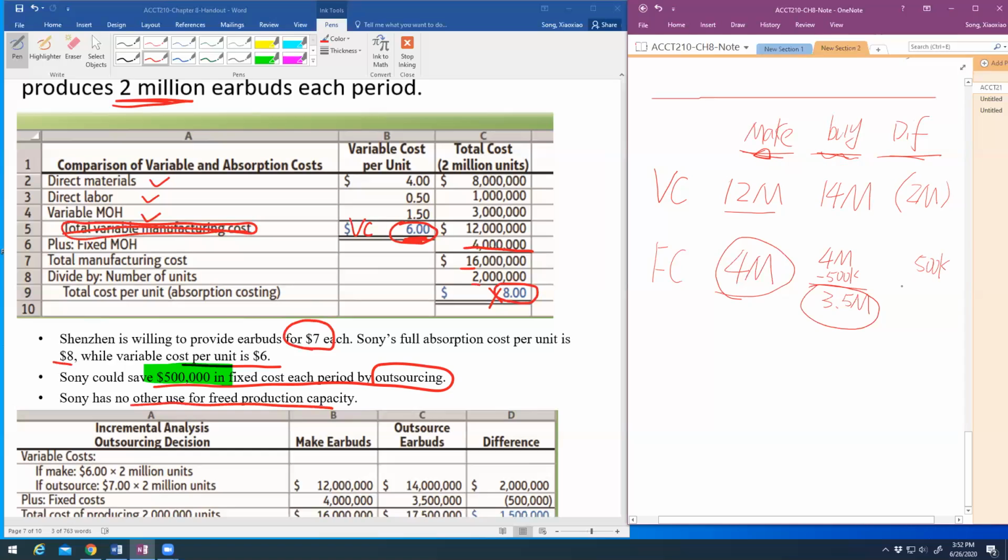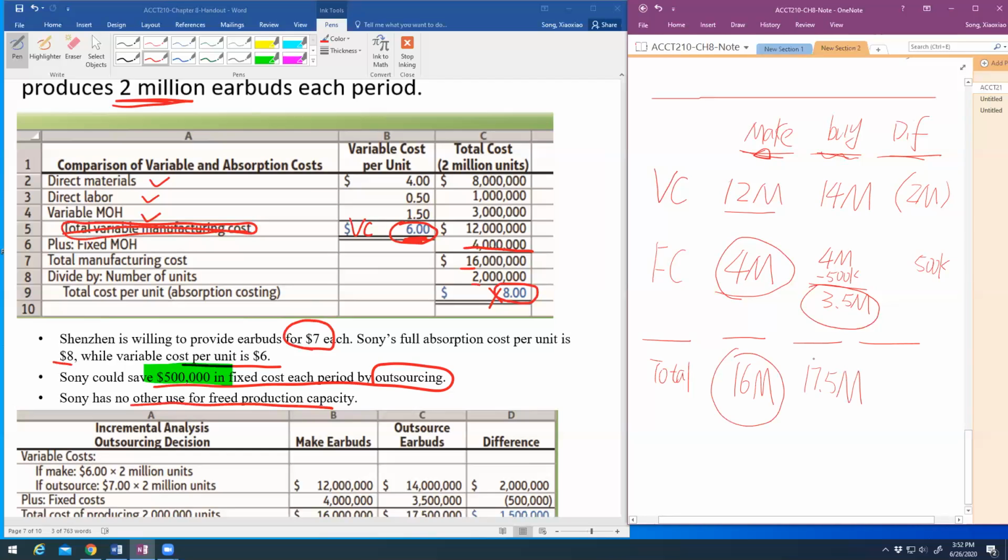Now we look at our total relevant cost. Sorry about that. So we look at our total relevant cost. For make, variable cost 12 million, fixed cost is 4 million, so it's 16 million. For buy, purchase price is 14 million, fixed cost is 3.5 million, so it's 17.5 million.